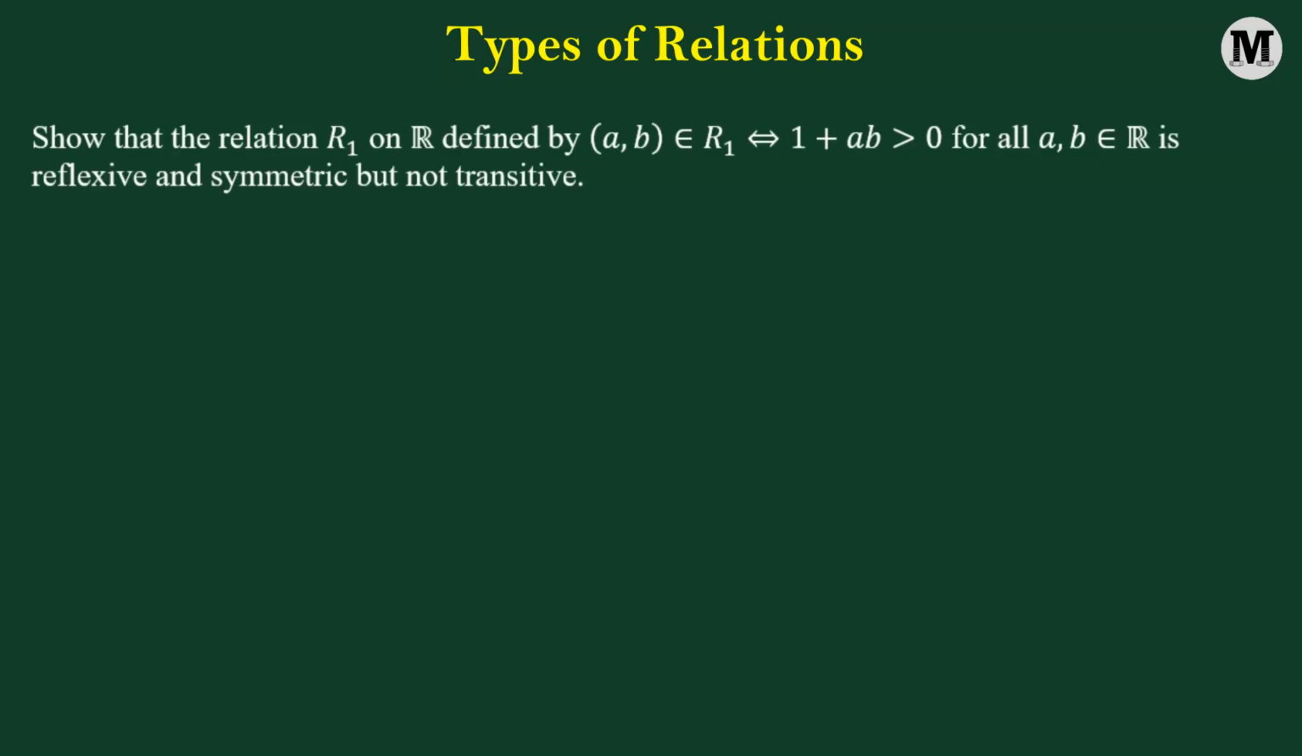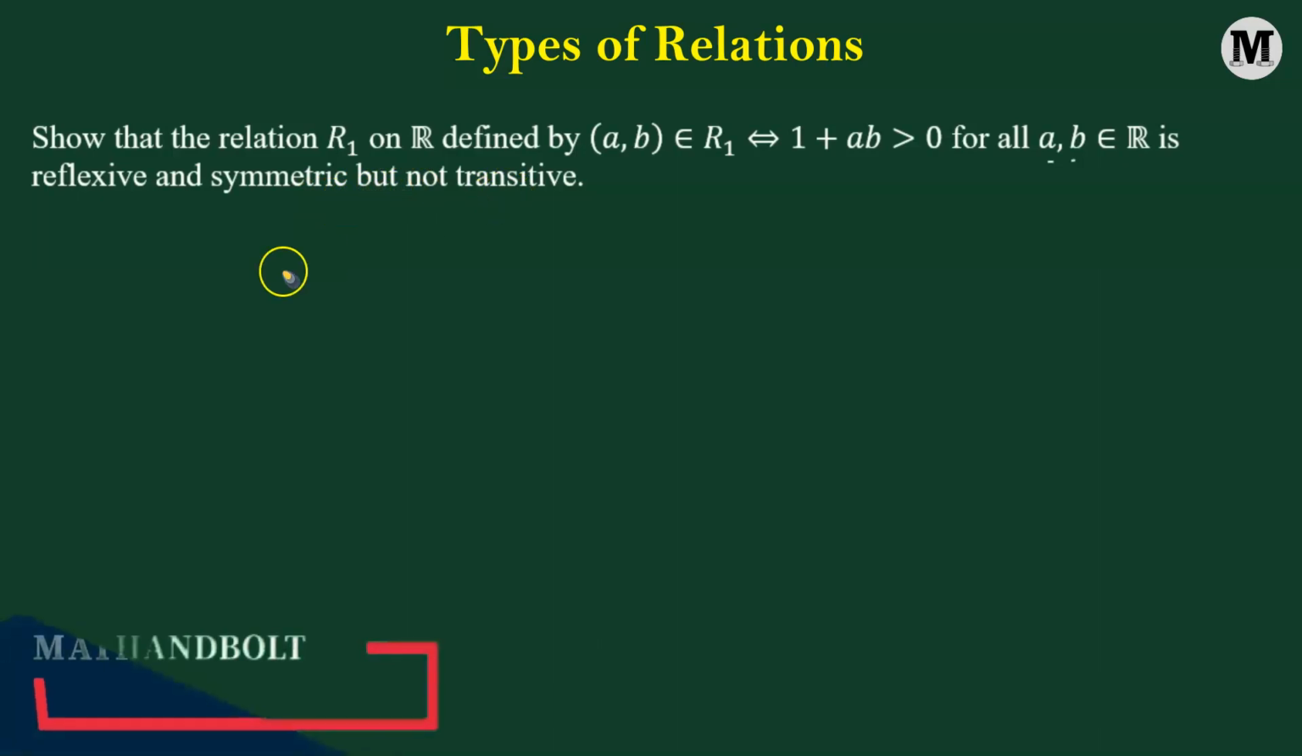Show that the relation R1 on R, where R is the set of all real numbers, defined as the ordered pair (A, B) belonging to R1 if and only if 1 plus AB is greater than 0, for all values of A and B belonging to the real number set. We have to show that it is reflexive and symmetric but not transitive.